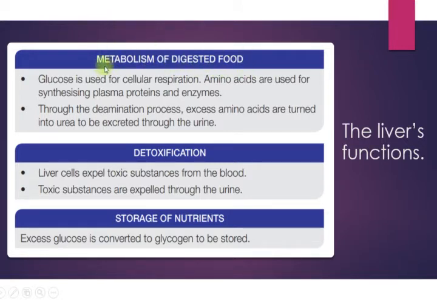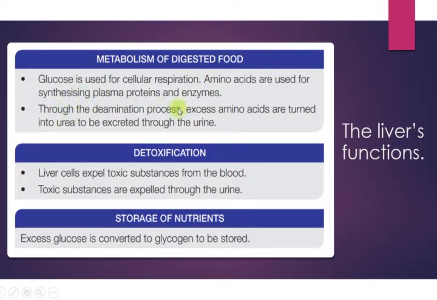The liver is involved in the metabolism of digested food. For example, in the metabolism of carbohydrates, the final product or nutrient involved here is glucose. Glucose is used for cellular respiration, whereby amino acids are used to synthesize plasma proteins and also enzymes.